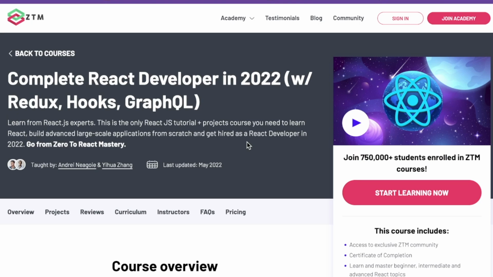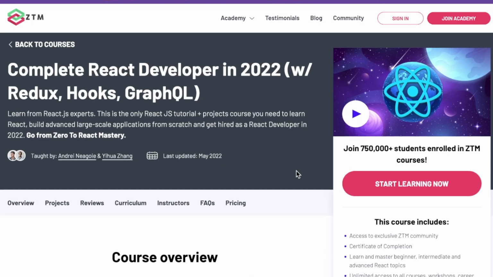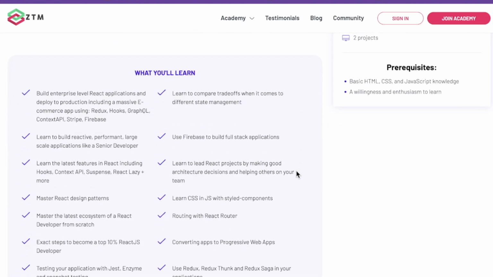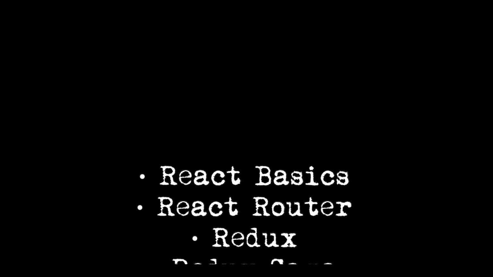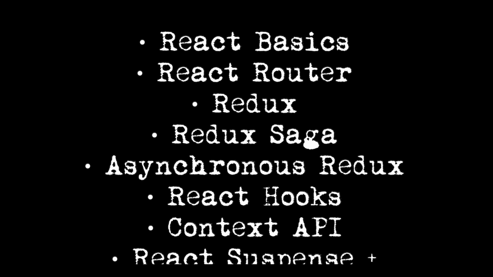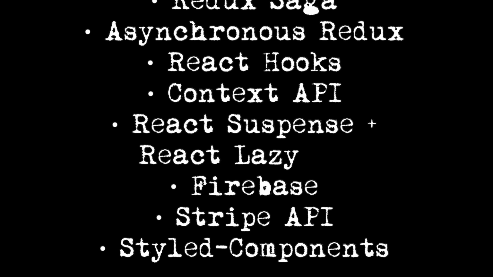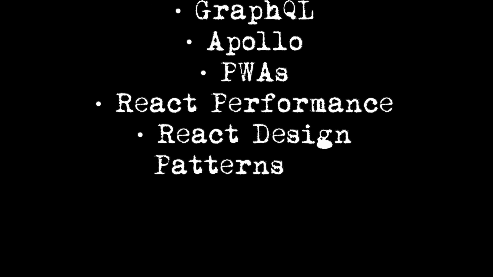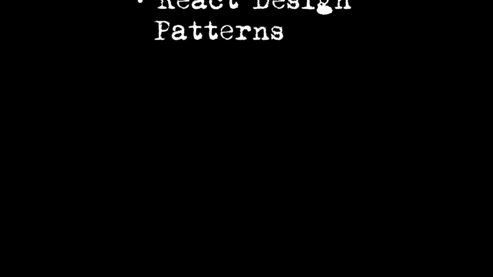The full title of this course is Complete React Developer in 2022 with Redux, Hooks, GraphQL. You'll learn exactly 3 topics in this course. Just kidding, you'll learn dozens, including React Basics, React Router, Redux, Redux Saga, Asynchronous Redux, React Hooks, Context API, React Suspense, React Lazy, Firebase, Stripe API, Styled Components, GraphQL, Apollo, PWAs, React Performance, React Design Patterns, testing with Jest, Enzyme, snapshot of state, best practices, persistence, and session storage, state normalization, and much more.